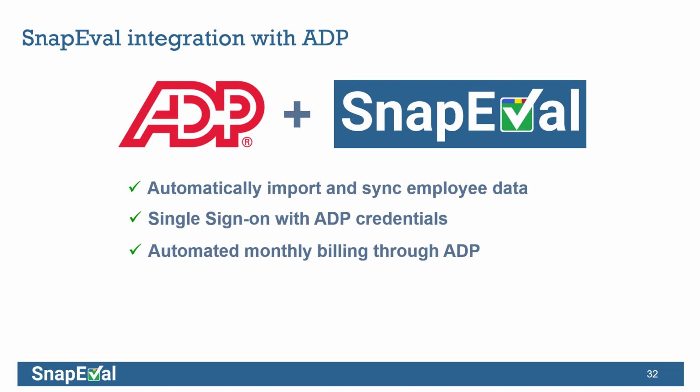The second thing is that you essentially will be signing in with your ADP user ID and password as opposed to your email address and a password that you create for your SnapEval account. So you're going to use the same login that you use if you're logging into the ADP payroll tools. And the third thing is automated billing through ADP. Instead of having a credit card and having that charged each month, you're going to basically see the SnapEval bill, again, presuming it's not the free 10 user account that you're signed up for, as a line item on your ADP monthly invoice.